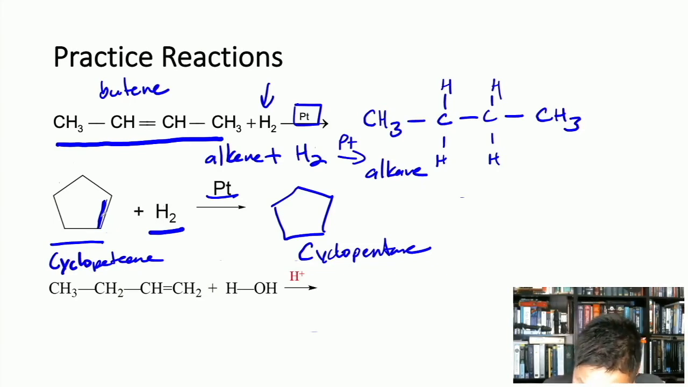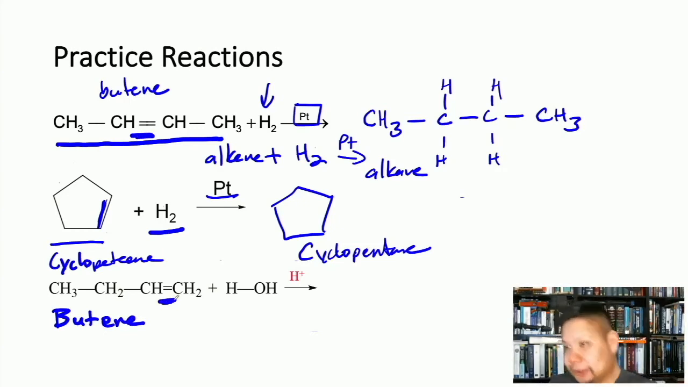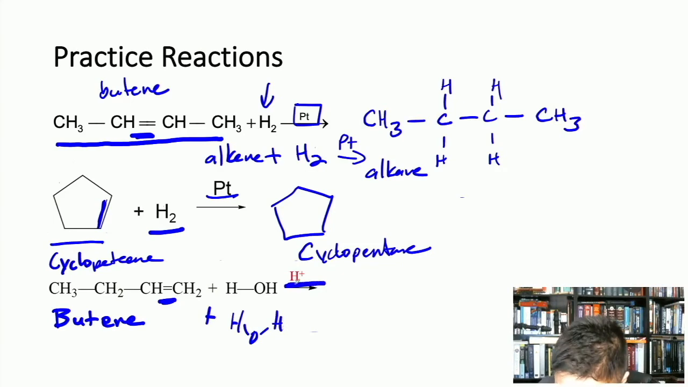And then here we have another butene, an isomer of butene, right? The previous isomer of butene had the double bond in the middle. This butene has the double bond at the end. But as far as this reaction goes, it doesn't matter because it's plus water in the presence of very strong acid.